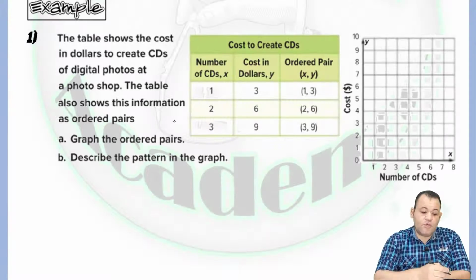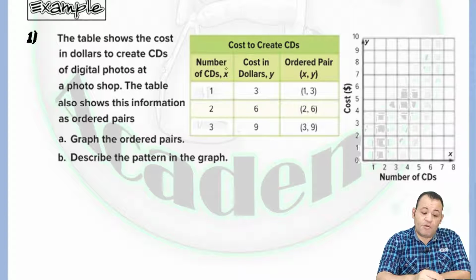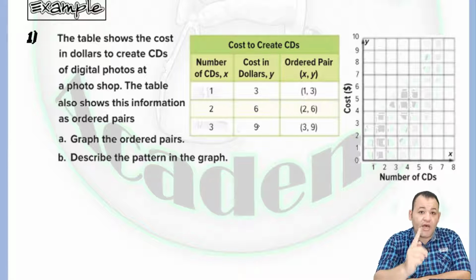If you look at the first question, we have a relation between the number of CDs and the cost. For each 1 CD, it will cost $3. For each 2, it will cost $6. For each 3, it will cost $9. It means the price of each one. How can we find the price? The price will be 3 divided by 1 equals 3, and 6 divided by 2 equals 3. 9 divided by 3 equals 3. It means the cost of each CD equals $3. Because all of the values are the same, it means we have a ratio table.